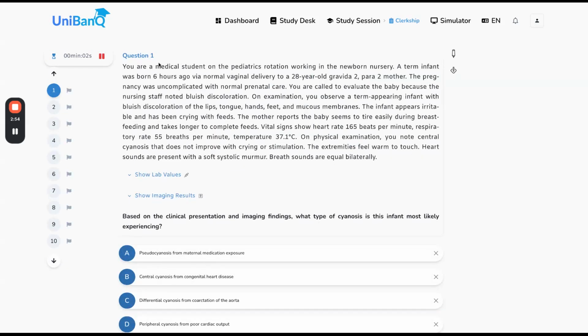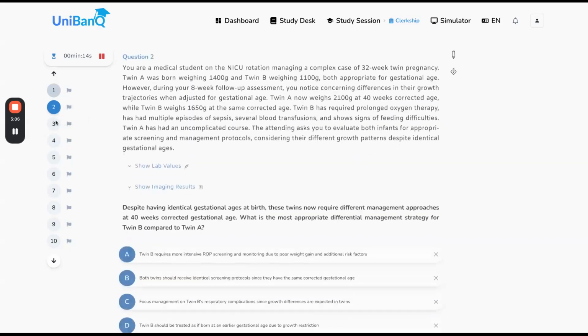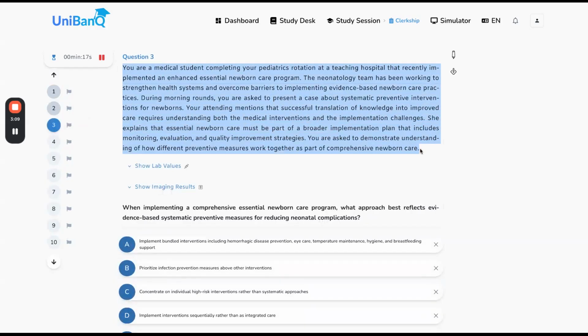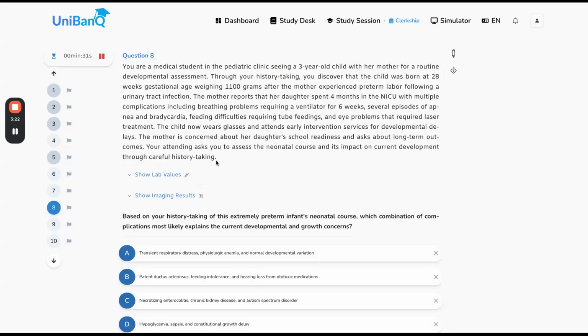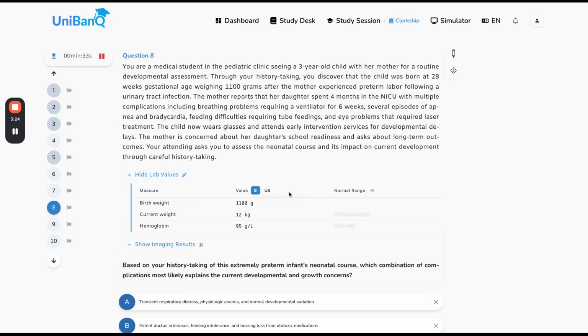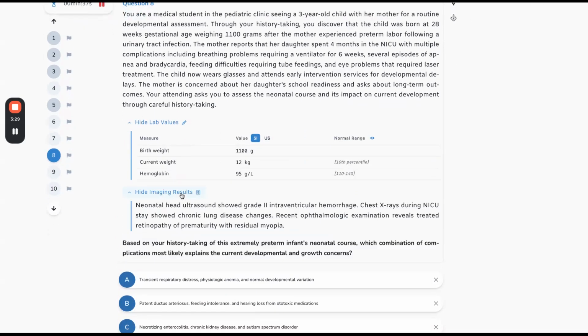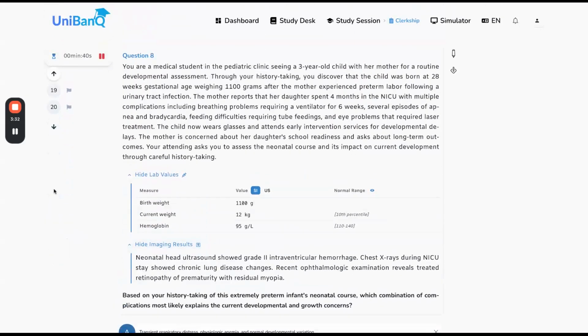The interface of UniBanQ was made to reflect how you learn about cases in medical school and how you interact with patients in clinical rotations. Most of the clinical cases are based around clinical case scenarios in the hospital. You're going to see that the case stem offers how a realistic scenario would look. You have lab values in different units, of course, and you have the normal ranges on the right side. You also have imaging results if relevant for different questions.